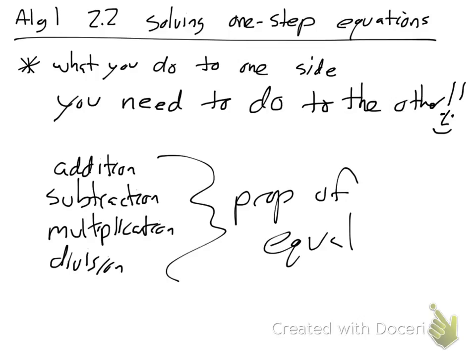If I take $3 from both of us, do we still have the same amount of money? Yes. If I say I'm going to double both of our money, are we the same? Yes. And if I cut it in half, yes. That is demonstrating the addition, subtraction, multiplication, division properties of equality. Essentially, what you do to one side, you have to do to the other. So let's go into some examples.